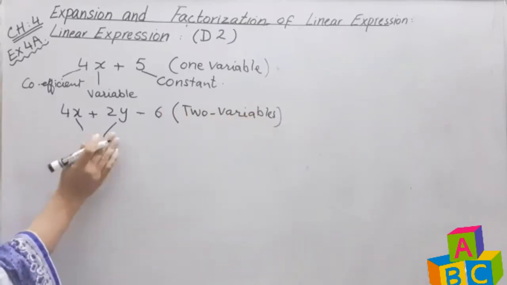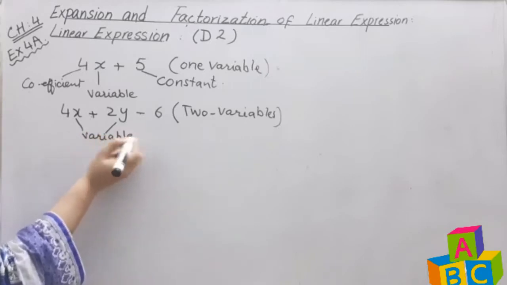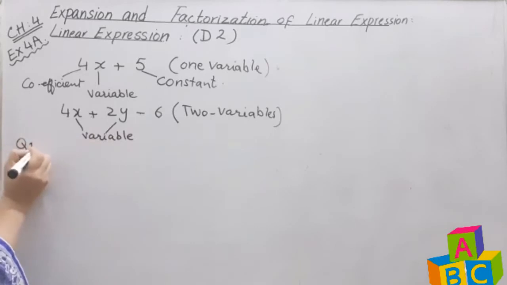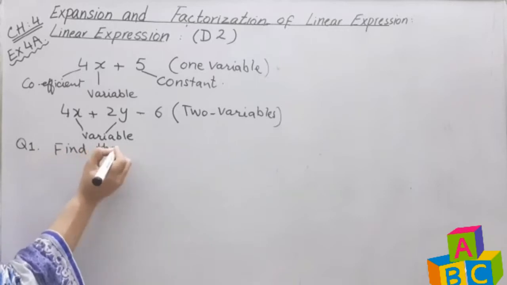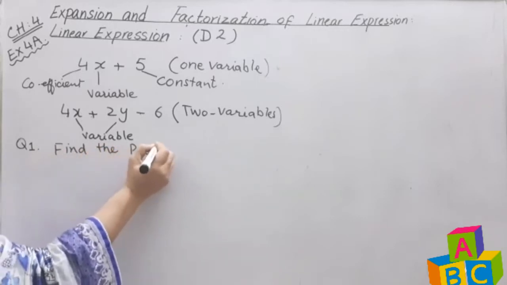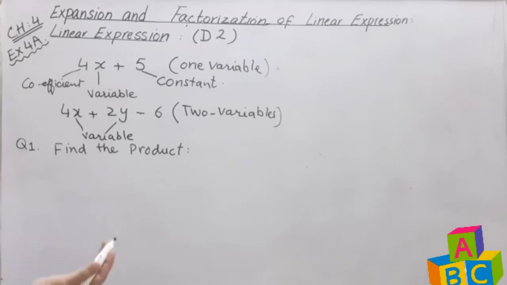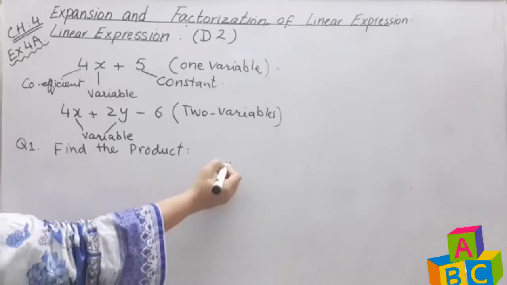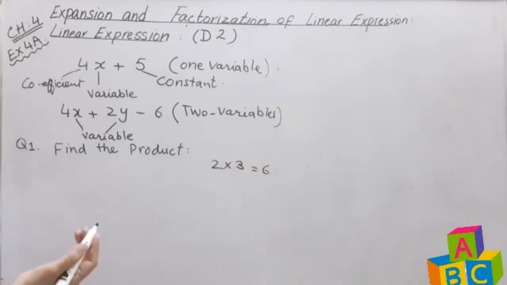First thing in this chapter, question number 1, involves finding the products. Product means you just multiply the things which are given to you. Product is the multiplication of the things. If they are numbers, like 2 and 3, you just multiply and get 6. But when variables are involved, you find the product like this.